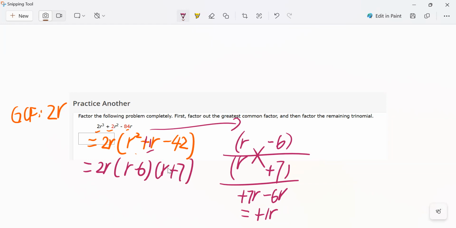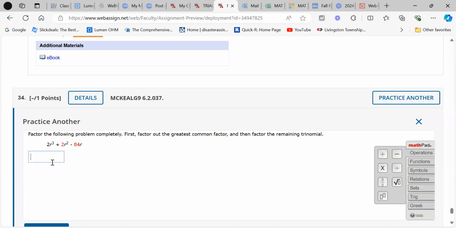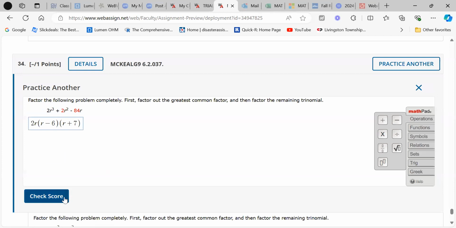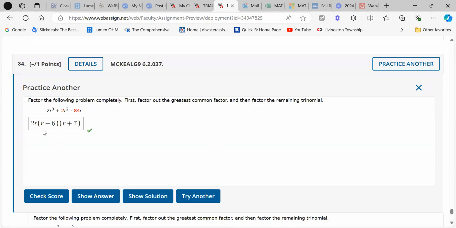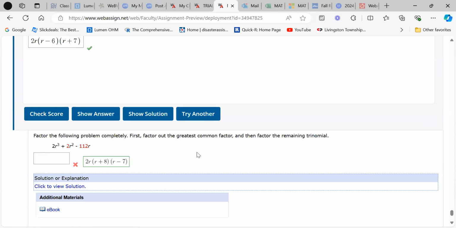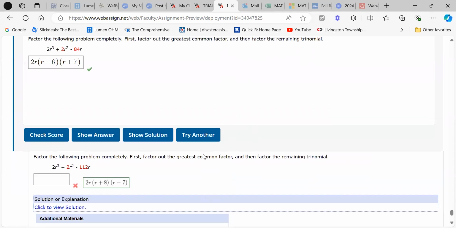Any question about this? R minus 6, R plus 7. The 7 has to be positive. It is the correct answer.